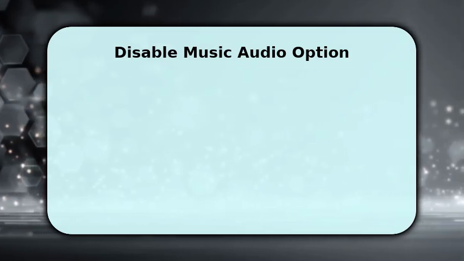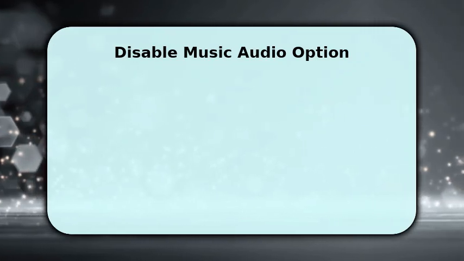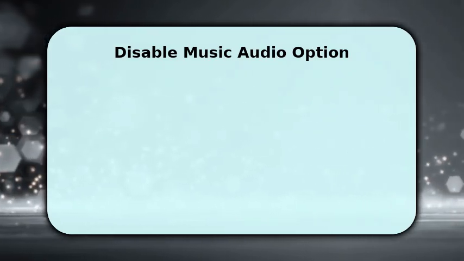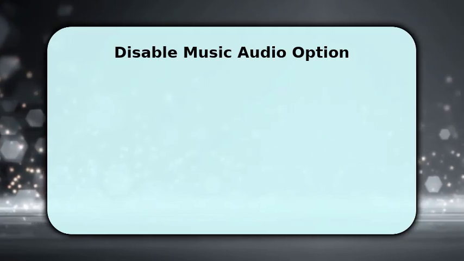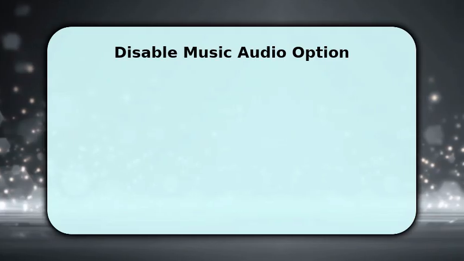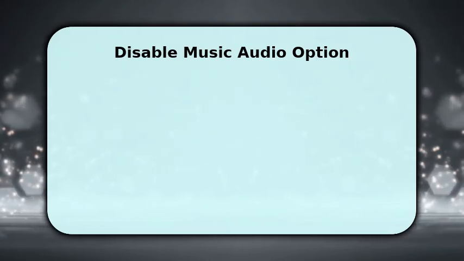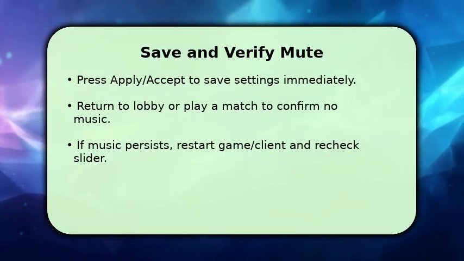Once done, check voice chat and sound effects sliders so you don't accidentally mute essential gameplay sounds. Make sure cross-platform or region settings aren't preventing saved changes. Then, after setting music volume to 0, press Apply or Accept to save. This step finalizes the change.